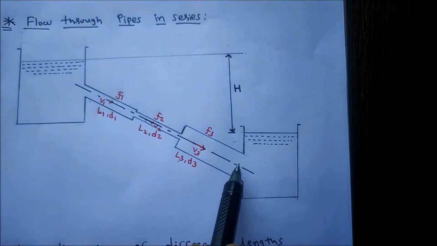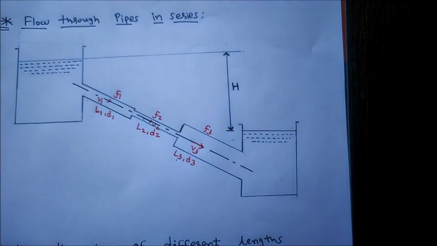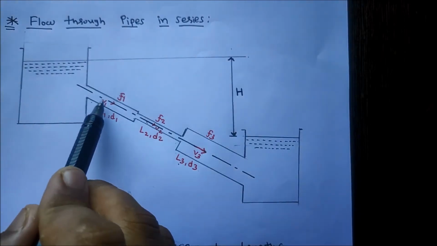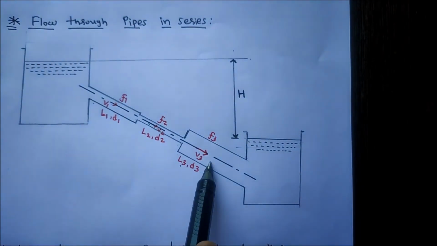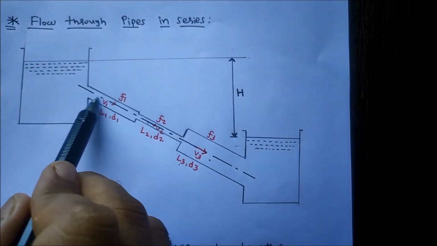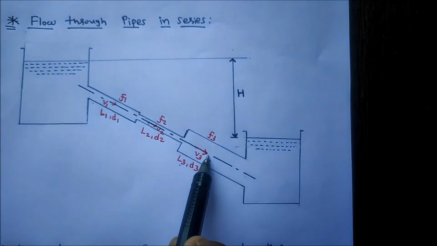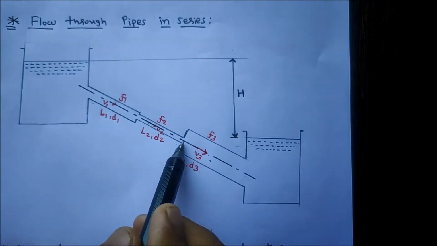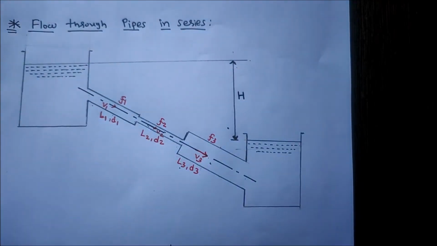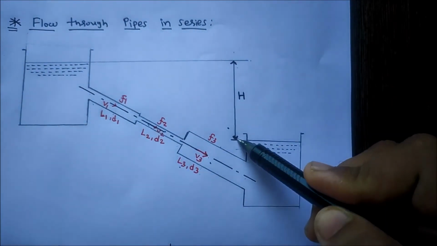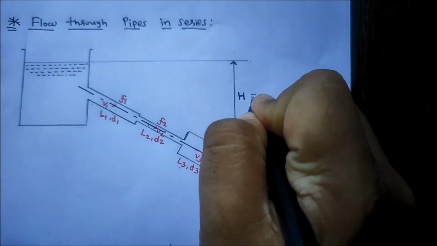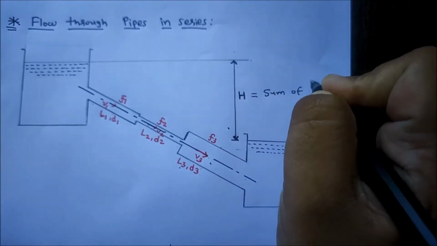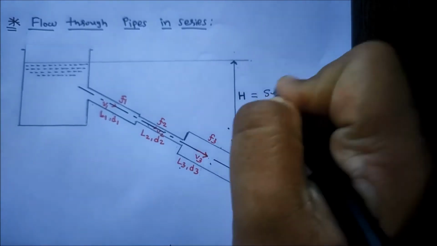As the pipes are in series, the discharge through each pipe will be the same. So according to the continuity equation, Q is equal to A1 V1 is equal to A2 V2 is equal to A3 V3, because here the pipes are in series, that's why discharge remains the same. And the difference in liquid surface level, that is capital H, is equal to the sum of the head losses in all the sections.